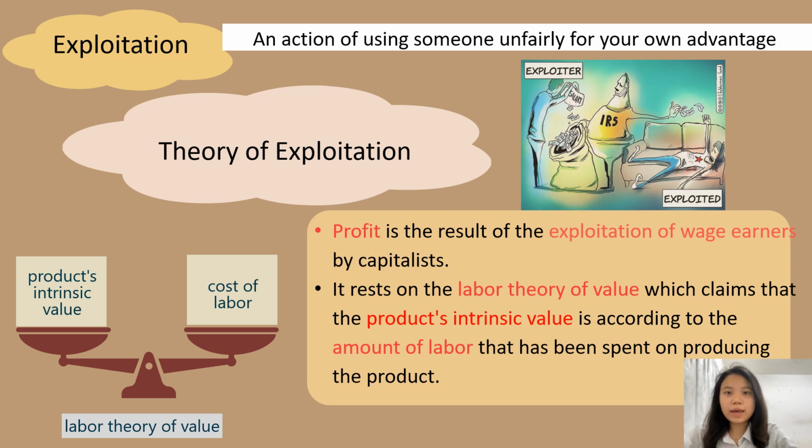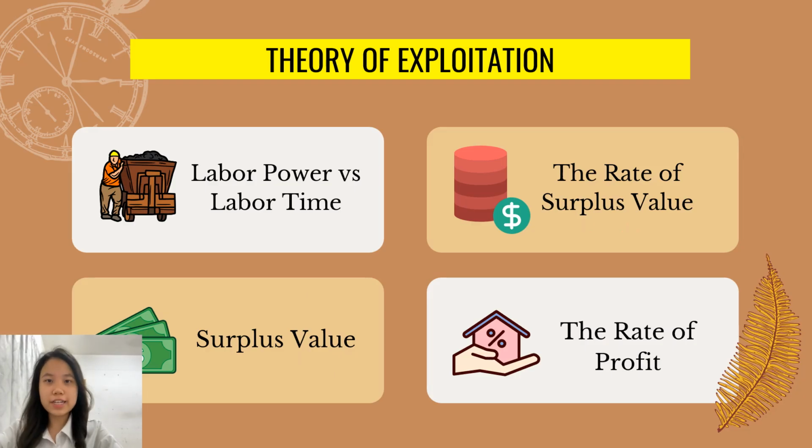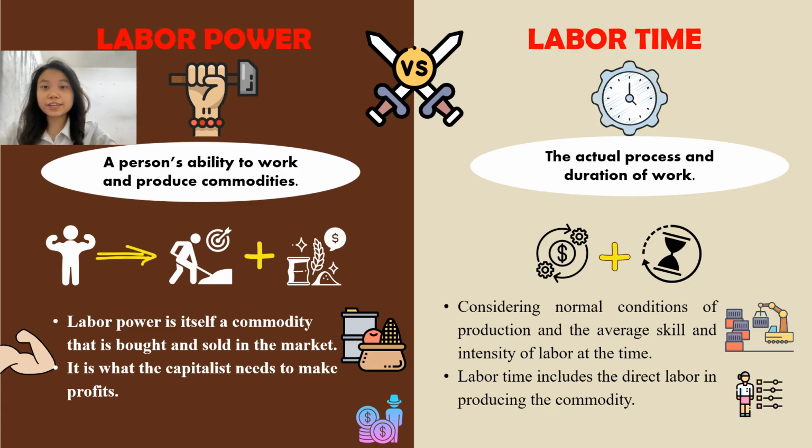It rests on the labor theory of value, which claims that the product's intrinsic value is according to the amount of labor that has been spent on producing the product. That means the product's intrinsic value is equal to the cost of labor. The theory of exploitation includes labor power versus labor time, surplus value, the rate of surplus value, and the rate of profit. The first part of the theory of exploitation is labor power versus labor time.